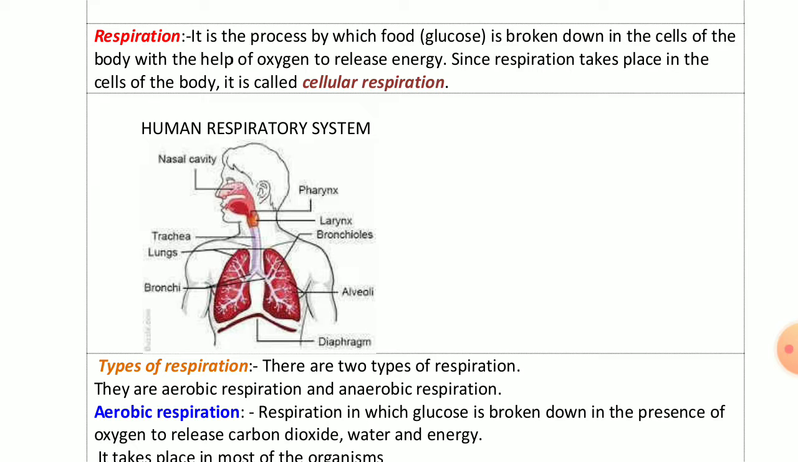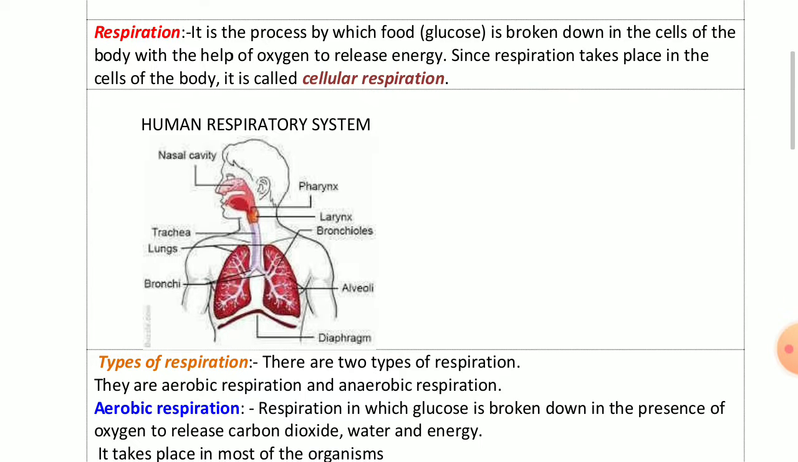Today in this video, we will see about respiration in organisms. First, we'll see what is respiration.